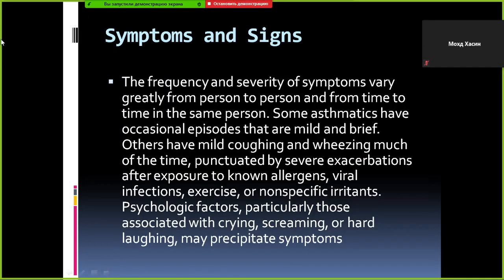So we continue. Now we are going to talk about symptoms of bronchial asthma. So bronchial asthma is characterized by occasional episodes of expiratory dyspnoea, expiratory shortness of breath. And the frequency and severity of symptoms vary greatly from person to person and from time to time in the same person. Some asthmatics have occasional episodes that are mild and brief. Others have mild coughing, wheezing much of the time, punctuated by severe exacerbations after exposure to known allergens or viral infections or physical exercises or some non-specific irritants.